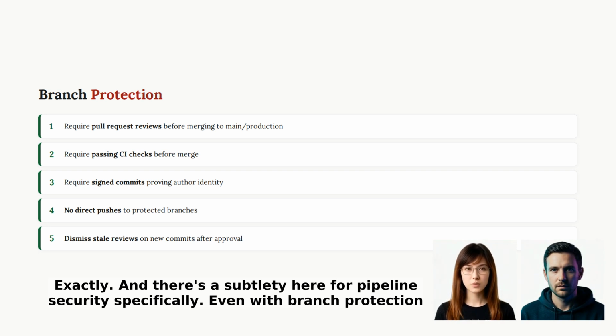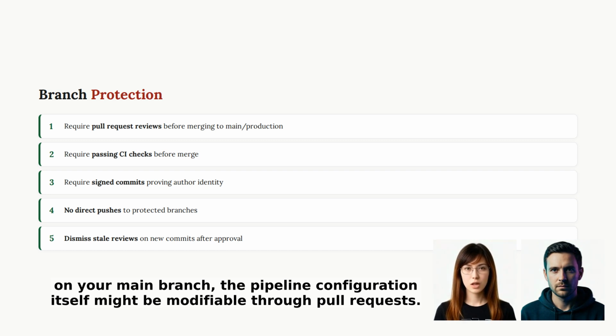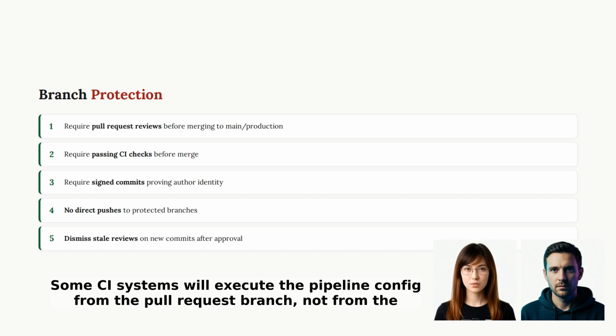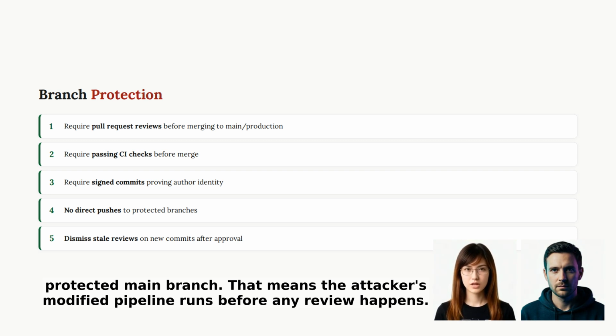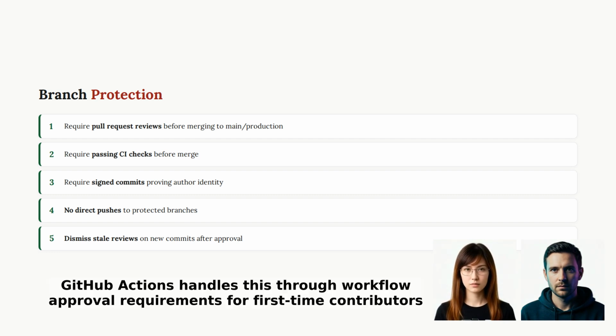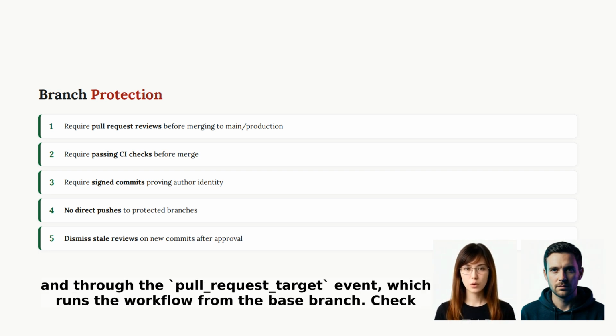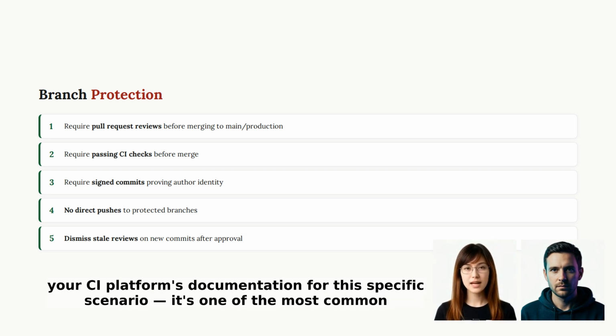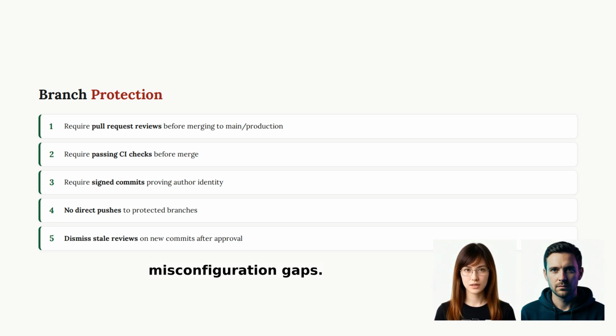Exactly. And there's a subtlety here for pipeline security specifically. Even with branch protection on your main branch, the pipeline configuration itself might be modifiable through pull requests. Some CI systems will execute the pipeline config from the pull request branch, not from the protected main branch. That means the attacker's modified pipeline runs before any review happens. GitHub Actions handles this through workflow approval requirements for first-time contributors and through the pull_request_target event, which runs the workflow from the base branch. Check your CI platform's documentation for this specific scenario. It's one of the most common misconfiguration gaps.